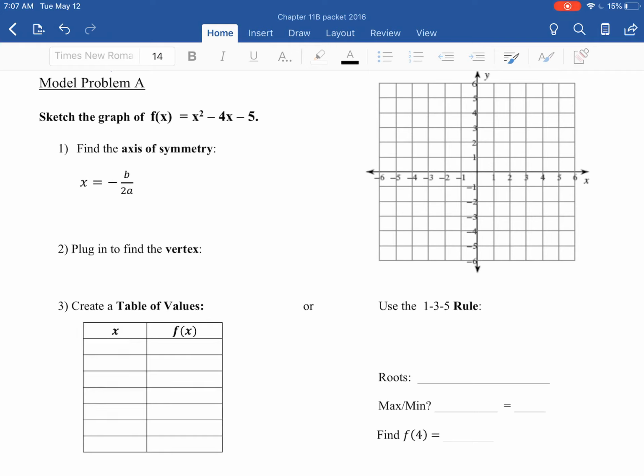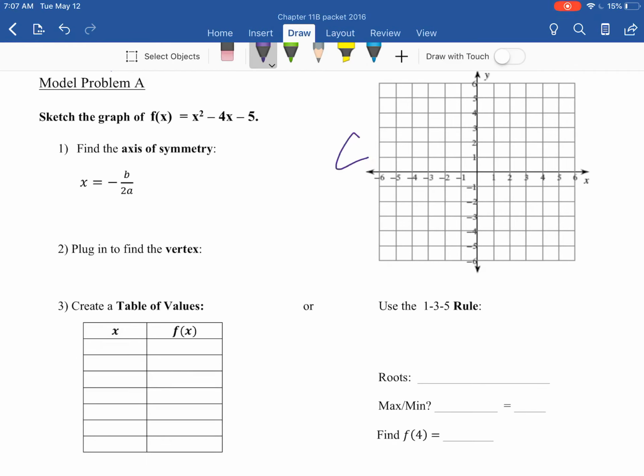Okay, so the first thing that we need to do is figure out where this graph is. And so what we can do there is use the axis of symmetry to do that, because the axis of symmetry, since it's the middle of the graph, will locate where the graph is, and specifically the center of it. So that's going to be the idea.